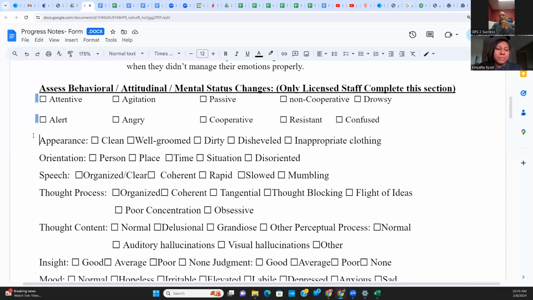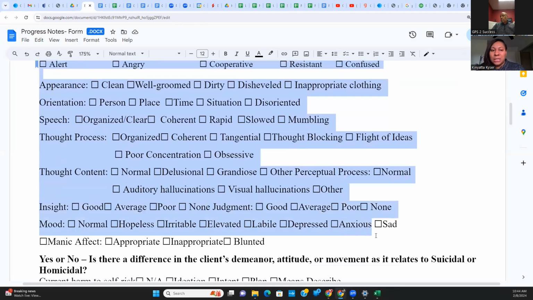As the staff, this is why we say no more than 12 people to a staff, because you have to pay attention to their appearance. Were they clean, well groomed, dirty, disheveled, inappropriate clothing? You will select that for each, based off the individual. The note will be for the whole group.